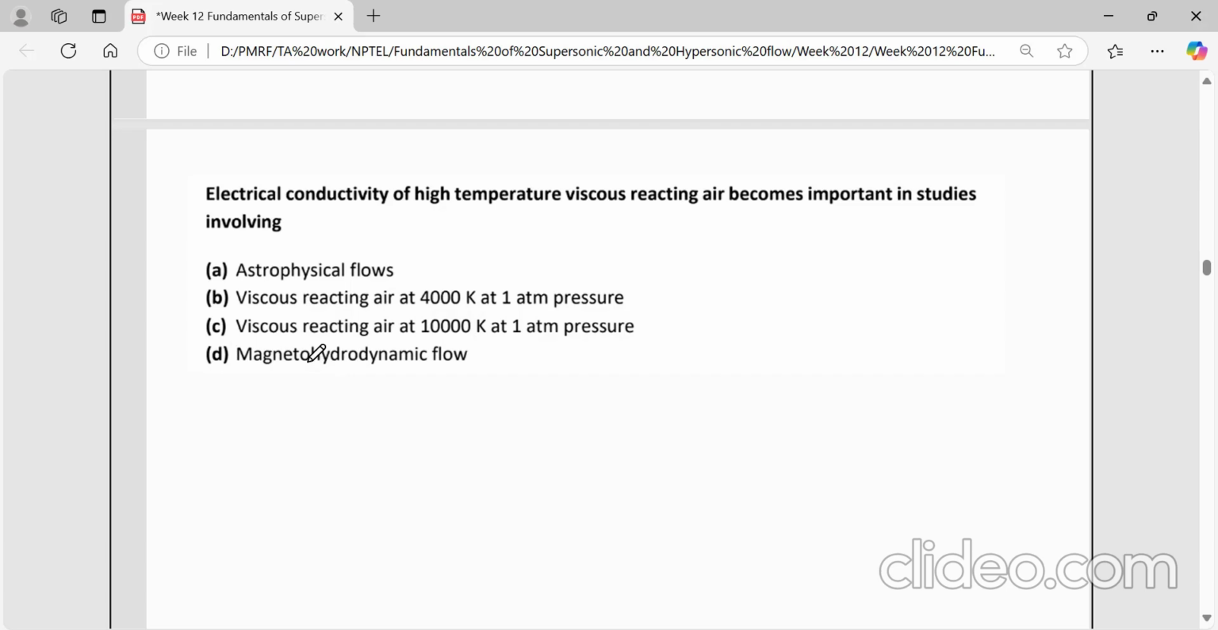Now we will see the next problem. Electrical conductivity of high temperature viscous reacting air becomes important in studies involving option A, astrophysical flows; option B, viscous reacting air at 4000 Kelvin at 1 atmosphere pressure; option C, viscous reacting air at 10,000 Kelvin at 1 atmosphere pressure; option D, magneto-hydrodynamic flow. What will be the correct option for this problem?